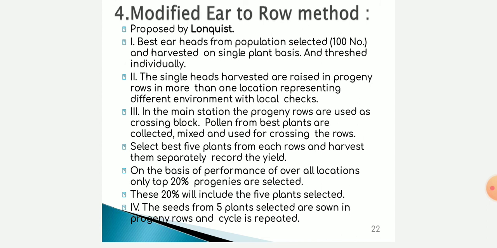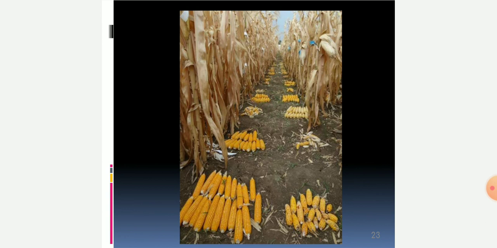Only the top 20 progenies are selected. Then these 20 percent will include the 5 plants selected, and the seeds from the 5 selected plants are sown in progeny rows and the cycle is repeated. This is the modified ear to row method.